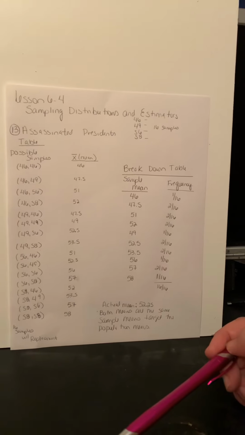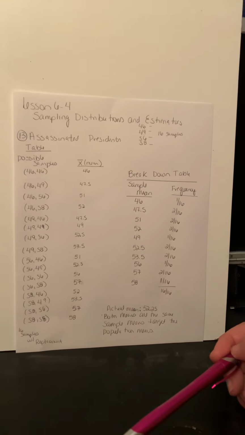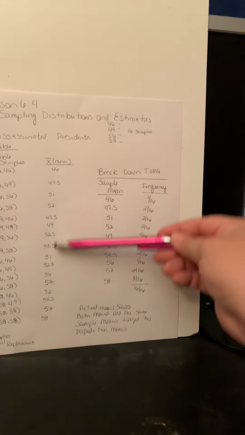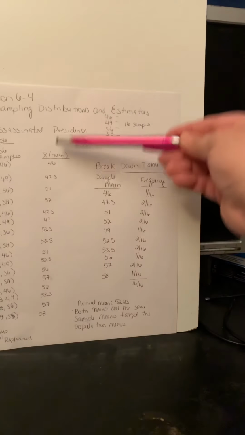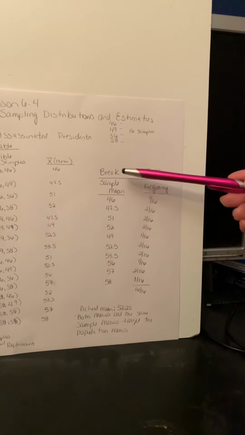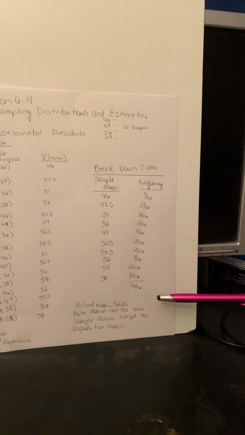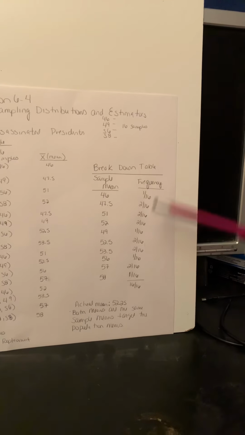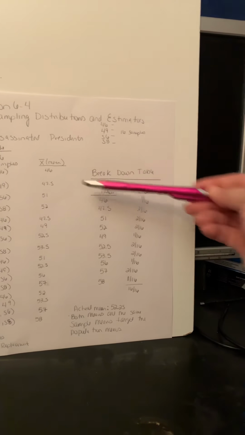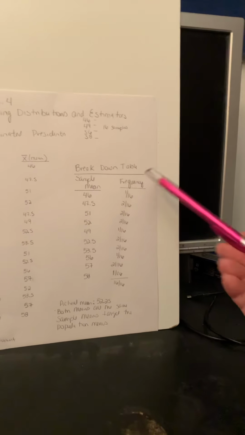Then they're going to ask you to do a breakdown table where you deal with your sample means. These are now my sample means, because these were my samples. So I rewrite all of my sample means, and then I figure out how frequently they occurred out of the 16 samples. So 46, I wrote it down. It only occurred once, so 1 out of 16.